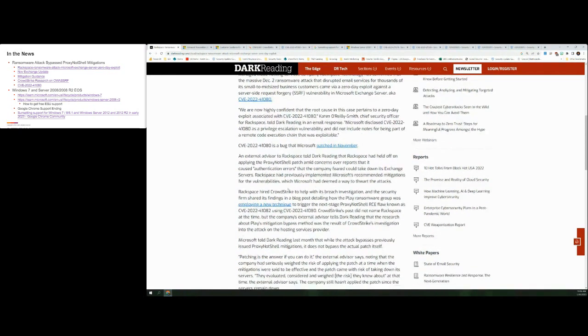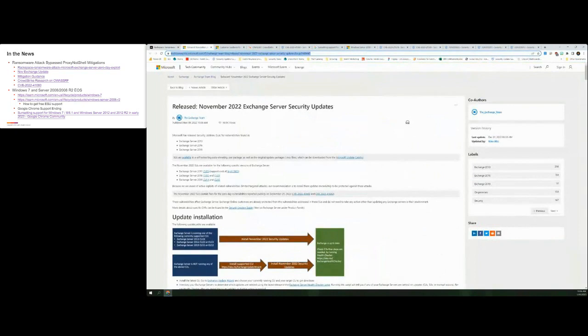A couple of things that I wanted to make sure to point out in here. The patch, there's actually 3 CVEs in total that were being discussed in here, and they were resolved in the November update.